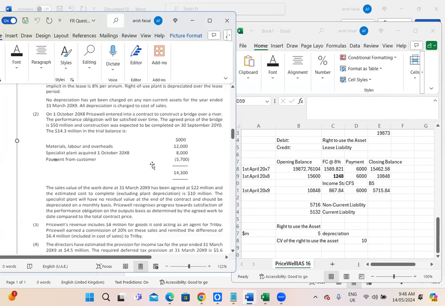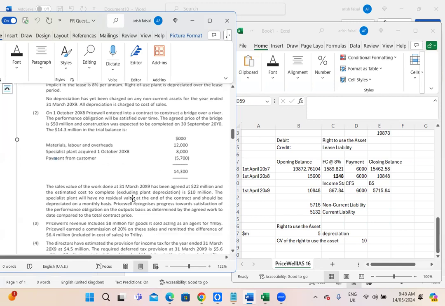Now, the sales value of the work done at 31st March 2009, which is your reporting period, has been agreed at 22 million. So out of 50 million, 22 million worth of work has been completed. And the estimated cost to complete, excluding the plant depreciation, is 10 million. So 12 million has already been spent, and they expect another 10 million to be spent within 1.5 years. The specialist plant will have no residual value at the end of the contract.